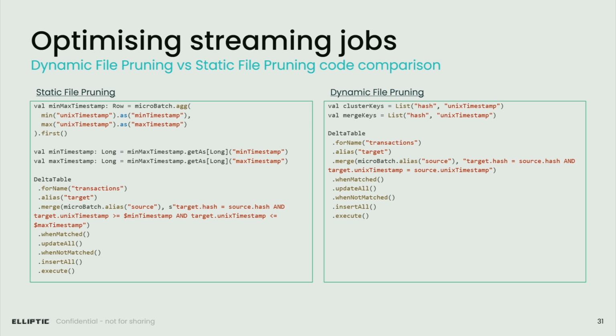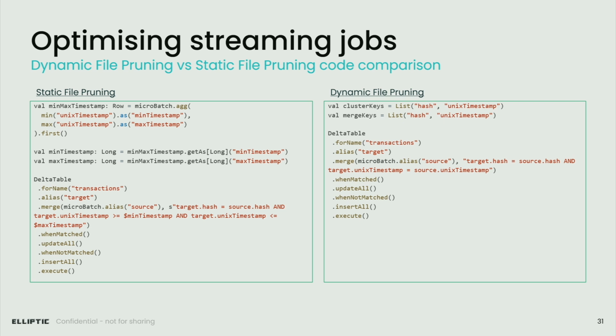Moving on to the right-hand side, where you have dynamic file pruning, this is actually an improvement that comes with using Photon, which is a native engine with Databricks that you can use, which solves the problem basically. So instead of you having to think about doing file pruning yourself, where you have to decide what columns you're going to do the filtering on the target table, you simply do a merge operation, which is pretty simple. You simply say, I want to join by hash, and in this case, I want to join by Unix timestamp.